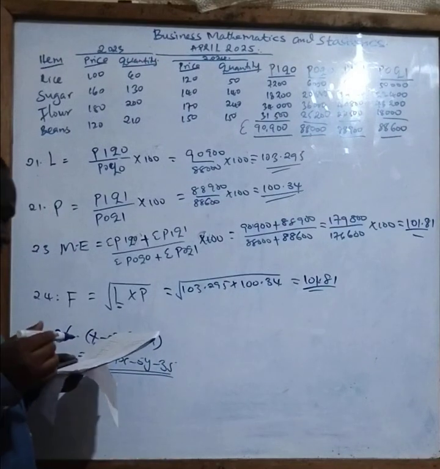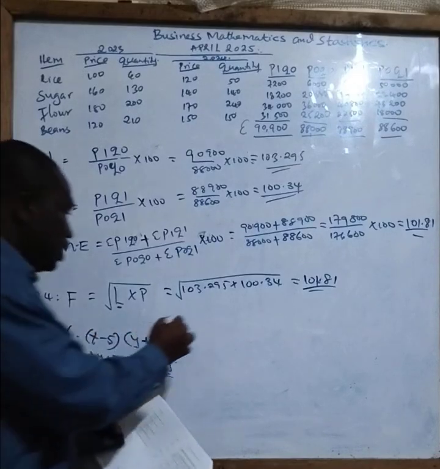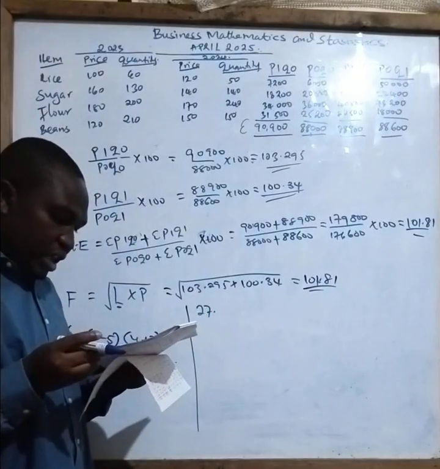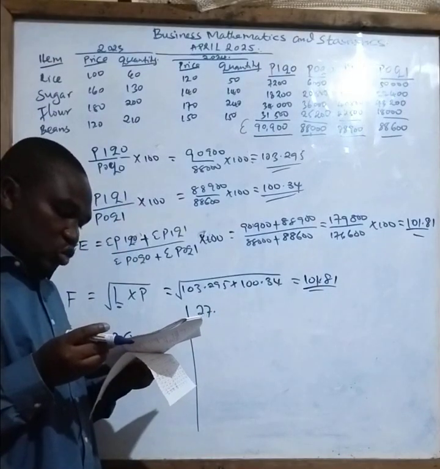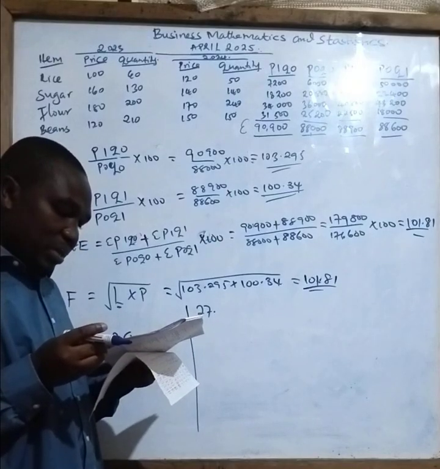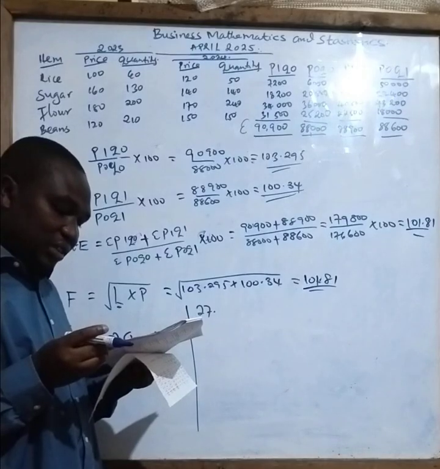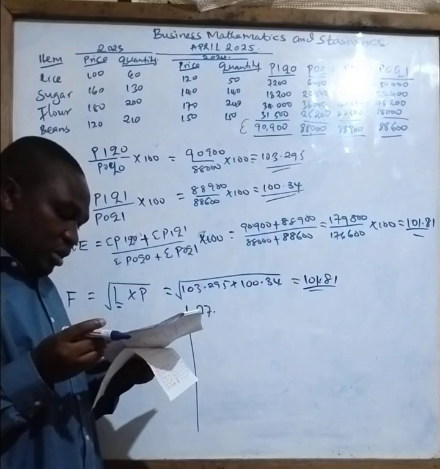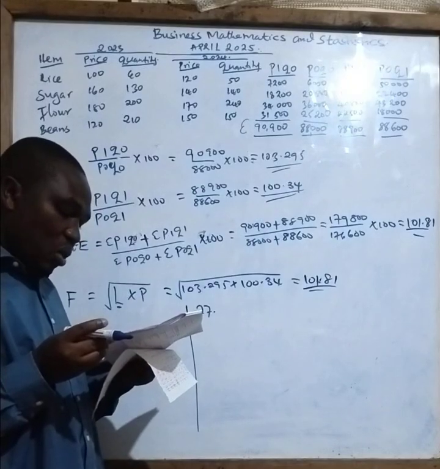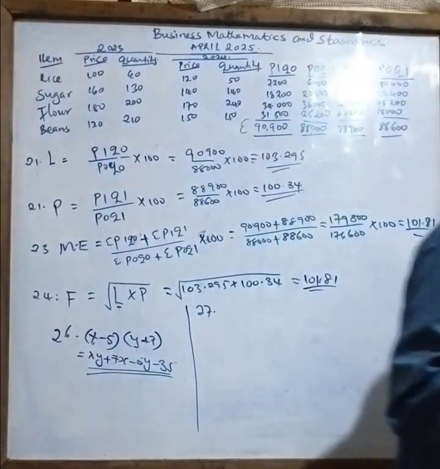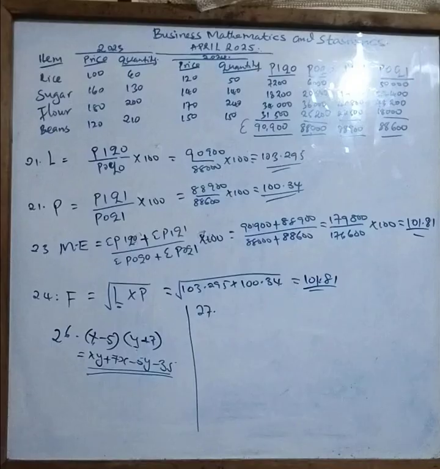We go to number 27. It says, use the following information to answer questions 27 to 29. The 12th term and the 20th term in an arithmetic progression are 15 and negative 25 respectively. 27. Calculate the first term of the series. When you are being asked to calculate the first term of the series, your work is very simple.